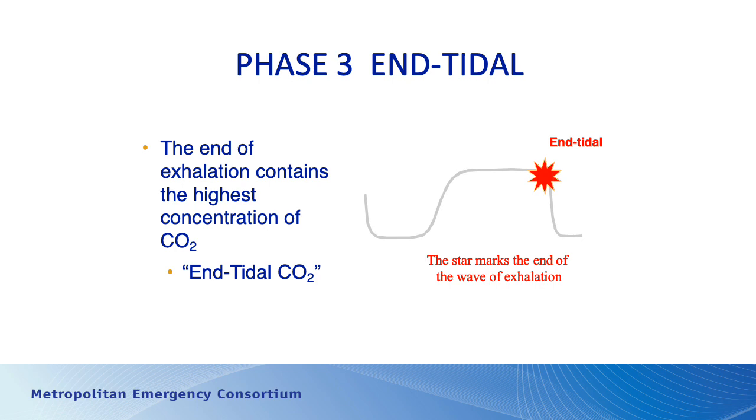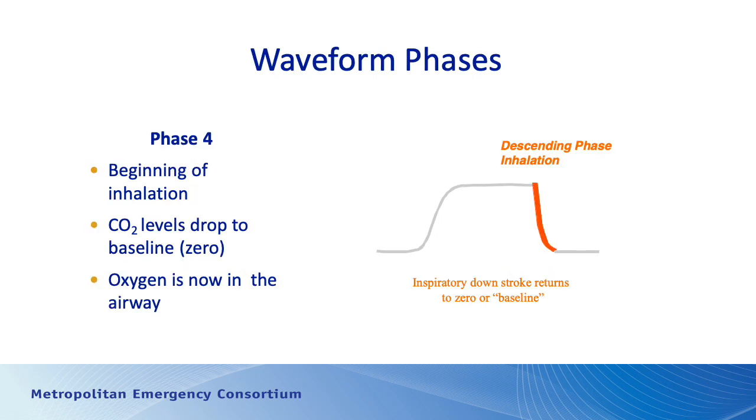So we're at that end tidal area, the patient starts to inspire, and now that's phase 4. That's the beginning of inhalation. The patient is breathing in, and what's coming in and being monitored is what's coming from the ambient air, and that's where the CO2 drops and goes back down to the baseline, so you can start your next respiratory cycle. And this is where basically CO2 has been displaced by oxygen.